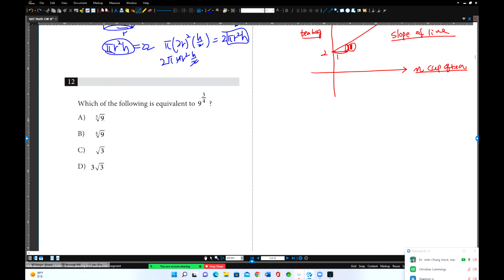9 over 4. You're going to keep the 9 there. It's going to look like this: 4th root of 9 cubed. That is totally different. That is not. But if you want to change the base number into 3, 9 changes into 3 squared, times 3 over 4, isn't it? How much? 3 to the what? 3 over 2, right?